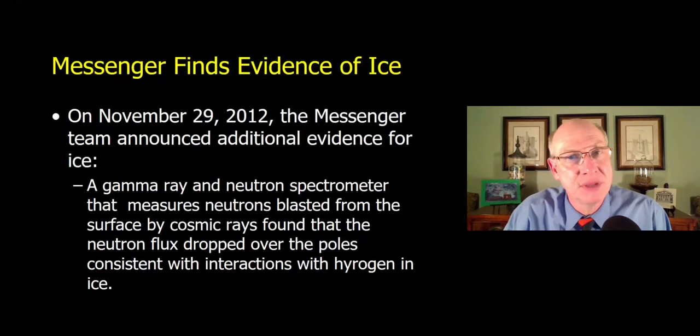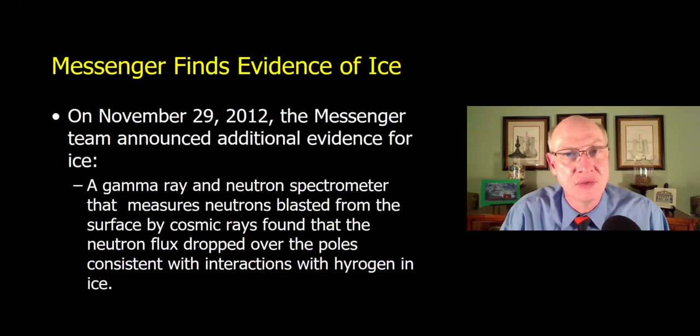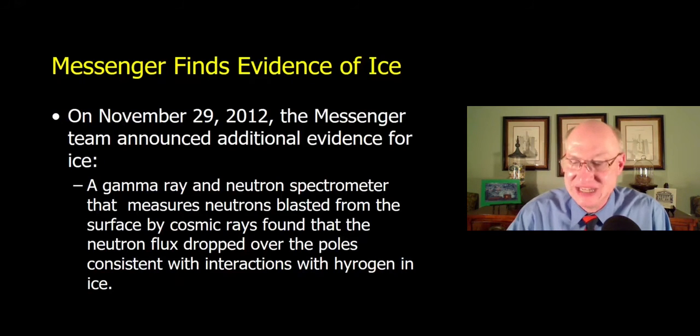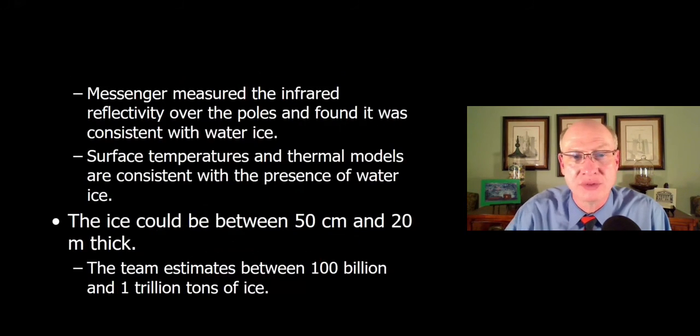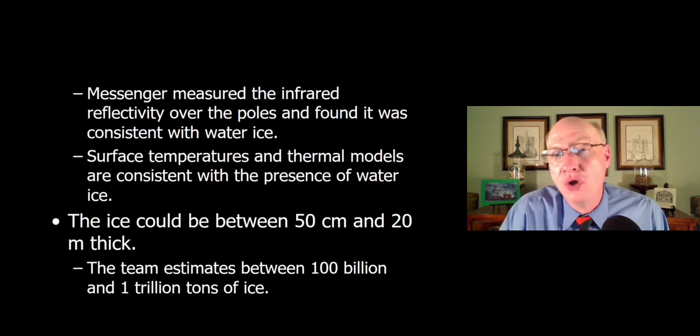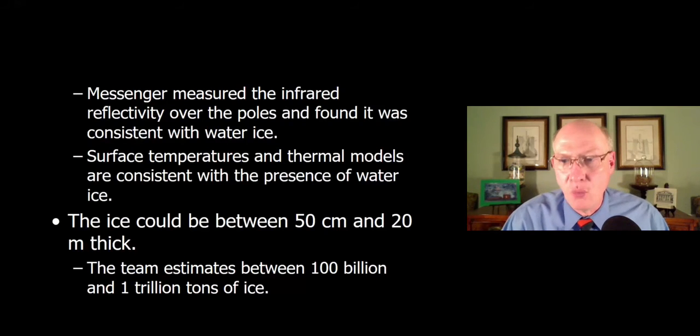But as they passed over the poles, they found that the neutron flux dropped. And one of the reasons that neutrons would drop is that hydrogen is an excellent absorber of neutrons. And so that indicates the presence of hydrogen deep down inside these craters at the poles. And well, hydrogen is likely to exist in the form of water. So this was yet additional evidence for ice in the poles. Messenger also measured the infrared reflectivity at the poles and found it was consistent with water ice.